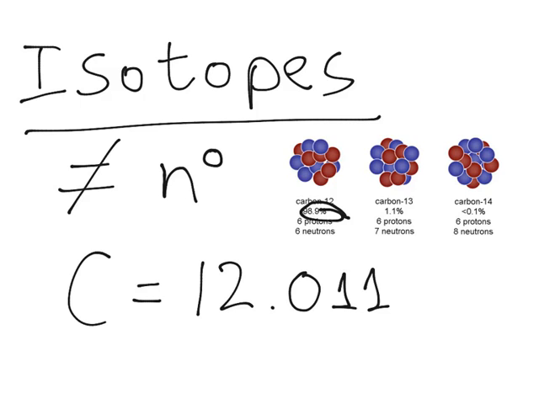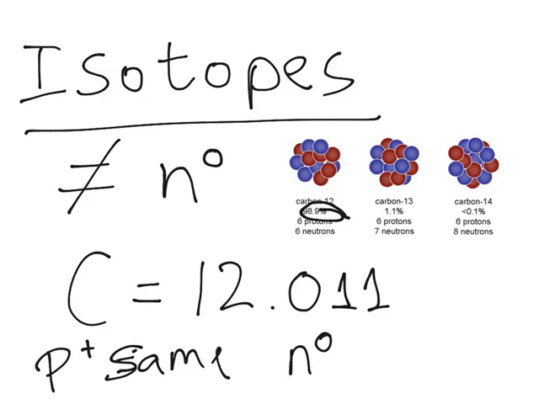So what you have to remember about isotopes is that the proton number will be the same, and the neutron number will be what is different. And that's it.